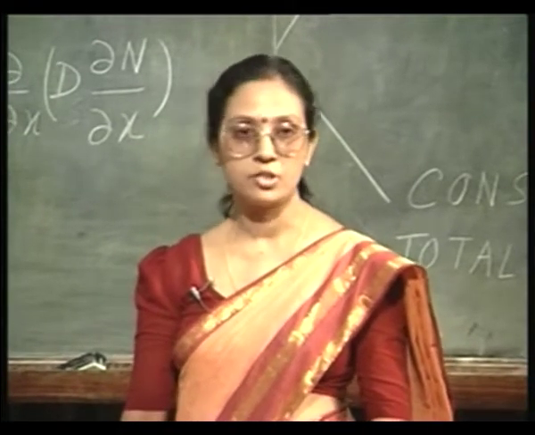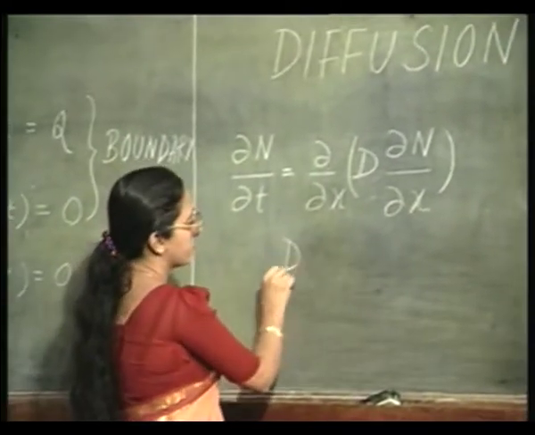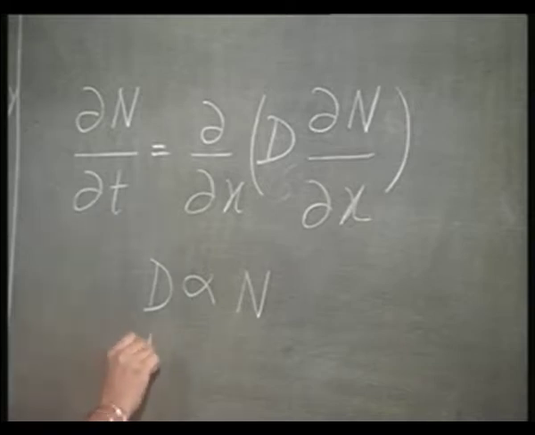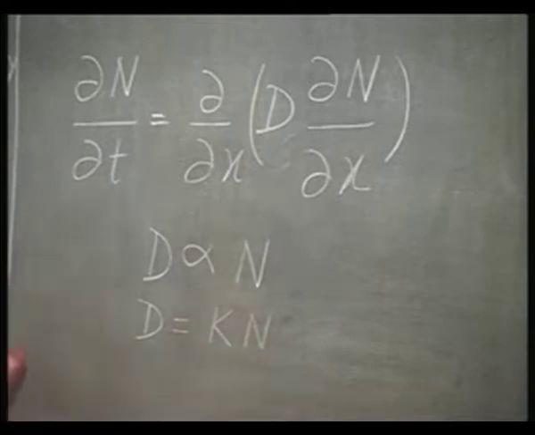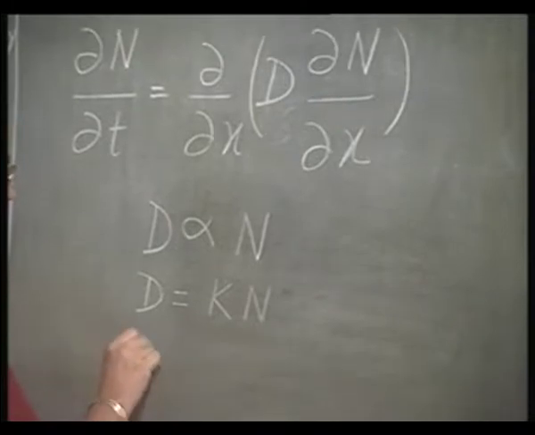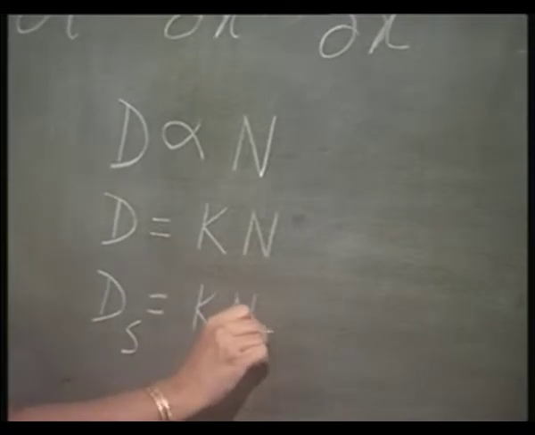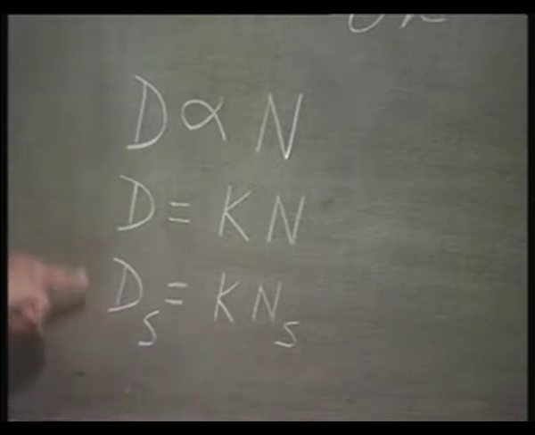Under such conditions, let us say D is proportional to N. Let us assume the case where D is proportional to N, so that I could write D is equal to some constant k times N. So at the surface, where the surface concentration is Ns, it is associated with a diffusion coefficient Ds. This is the surface diffusion coefficient, which is given by k times Ns.